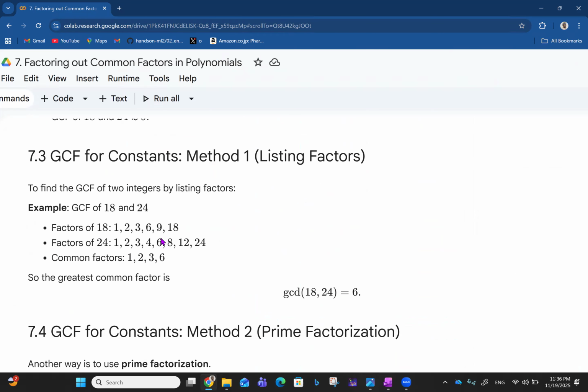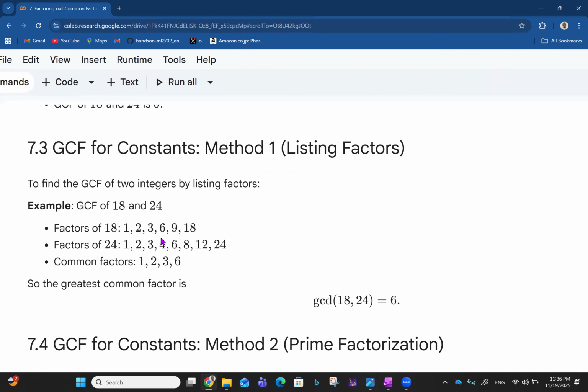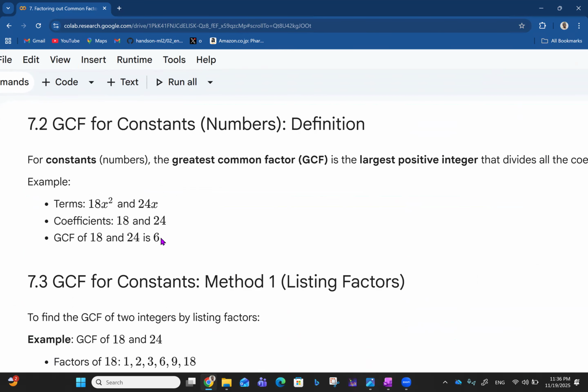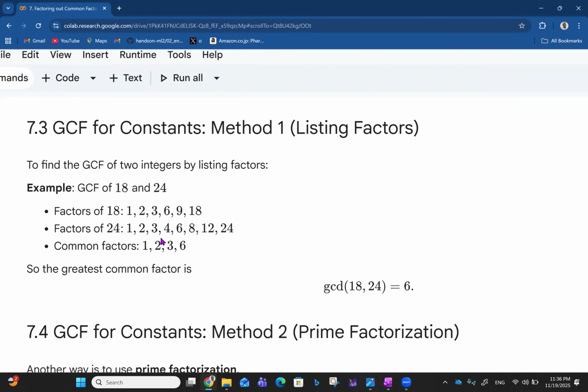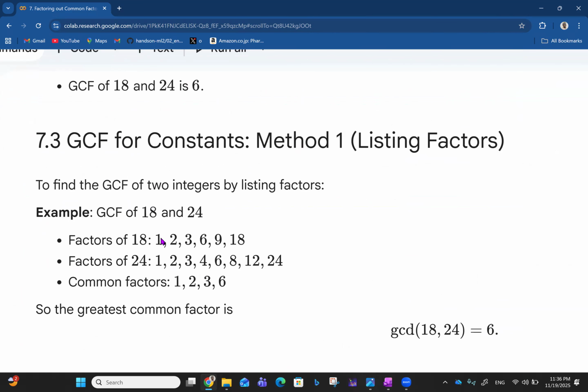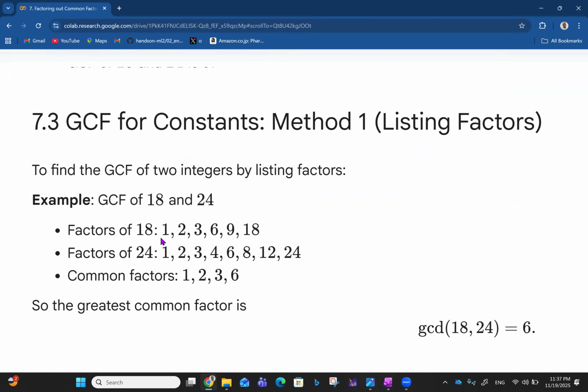Okay, so then we have GCF for constants, another point now. There are different methods for looking for the greatest common factor for constants. The first method is by listing the factors.